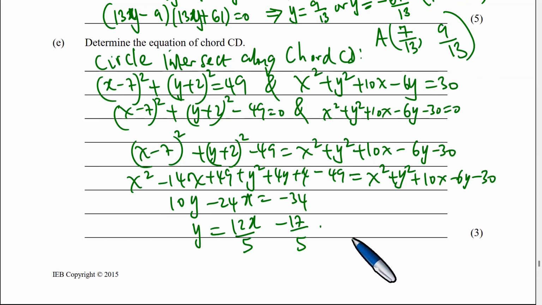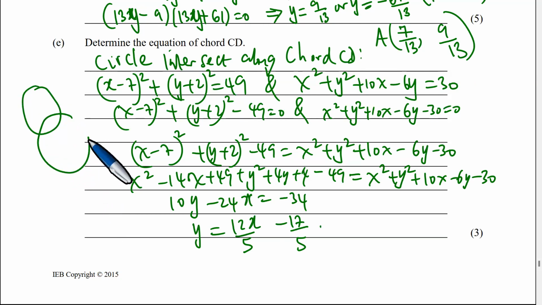So to get the equation of the chord, because the two circles intersect, you have one circle here, the other circle there, and there's a chord that lies like so. The equation of this chord would be obtained by exactly this, which is the equation of the chord where the two circles intersect. Next question.